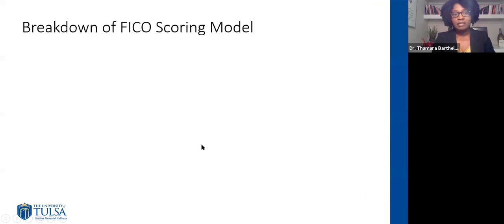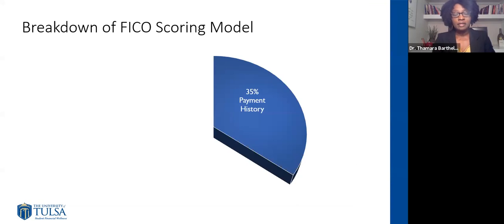Now, let's talk about the FICO scoring models. One of the things that is normally done, with the FICO and other credit models, is they break your credit score down into 5 different components. The first component, and the highest component for FICO, is the payment history. 35% of your score will account for your payment history.